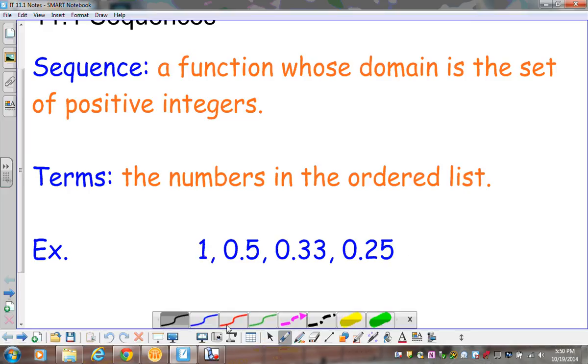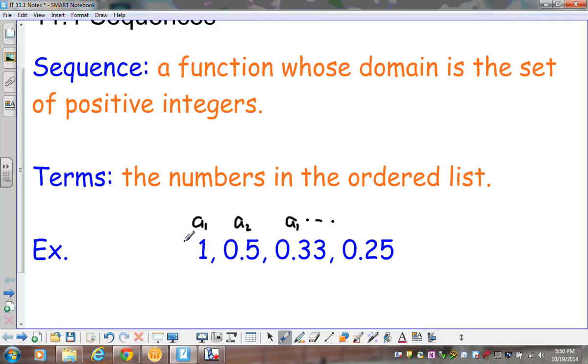So this first number we're going to call a sub 1, which represents the first term. The second one we're going to call a sub 2, which is your second term, and then a sub 3, your third term, etc. These particular numbers have a particular pattern to them which makes them a sequence. So once again, we've got our first term, second term, third term, fourth term, etc. These lists of numbers represent a set of terms.